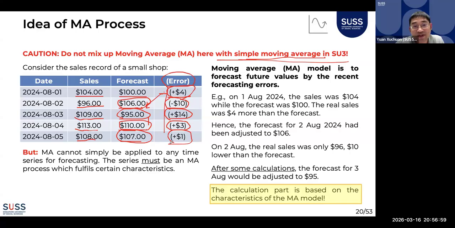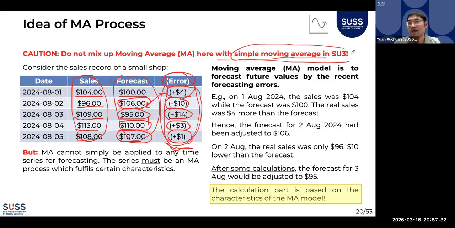So you can see we have the forecasted column, we have the actual sales column. And then these two columns will give you the error, the observed random noise. And then in the MA model, moving average model, we need to utilize these errors in your model, in your forecasting. So this is a moving average. It's not the simple moving average we used in seminar 3.